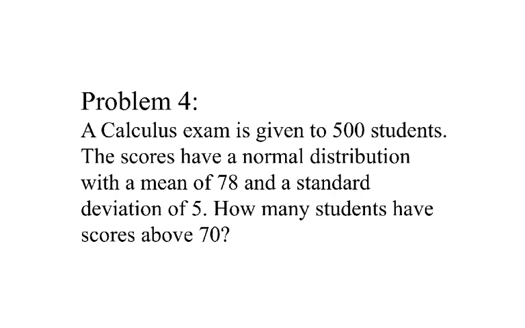So problem 4, a calculus exam is given to 500 students. The scores are normally distributed with a mean of 78 and a standard deviation of 5. How many students scored above a 70? So first thing we want to do is find the z-score of 70. Actually, for our picture, I'll draw our picture first.